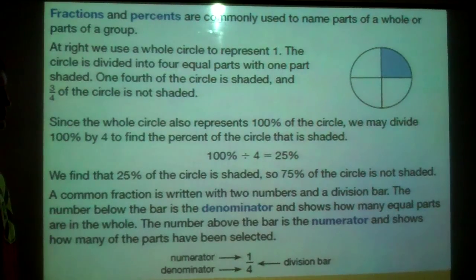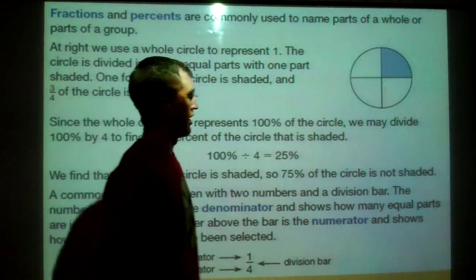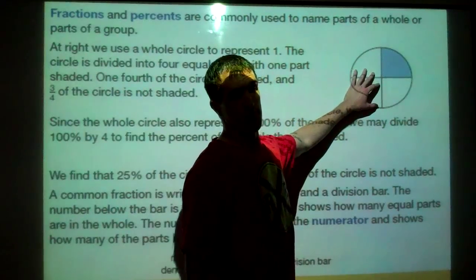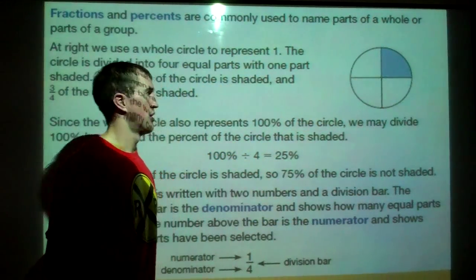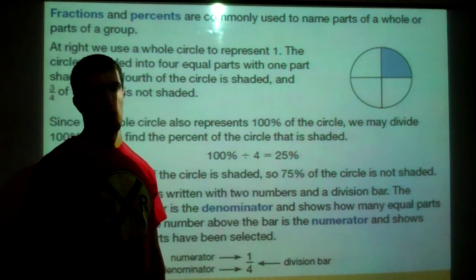So that means the rest of our circle that is not shaded would have to be 75% or 3/4, because we have to add up to 1 or 100%.